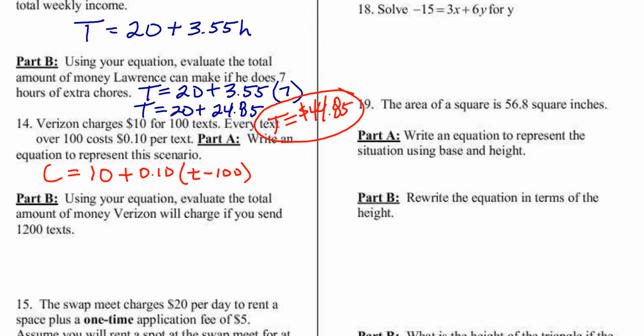So evaluate the total amount of money Verizon will charge if you send 1,200 texts. So that's C equals $10 plus 10 cents times 1,200 minus 100. And when I follow my order of operations, I'm going to subtract 1,200 minus 100, multiply that by 10 cents, then add 10 more dollars. I'm left with a total cost of $120.